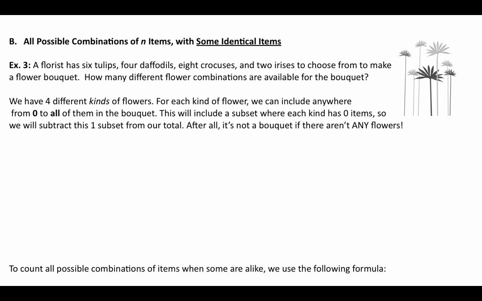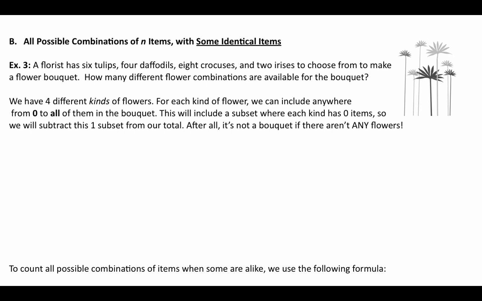So our florist here has 6 tulips, 4 daffodils, 8 crocuses, and 2 irises, and from these we're going to make a flower bouquet. How many different combinations are available for the bouquet? We're taking anywhere from 1 single tulip all the way up to all of them, in a huge bouquet with every single one of these flowers. So we can choose anywhere from 0 to all of them in the bouquet.